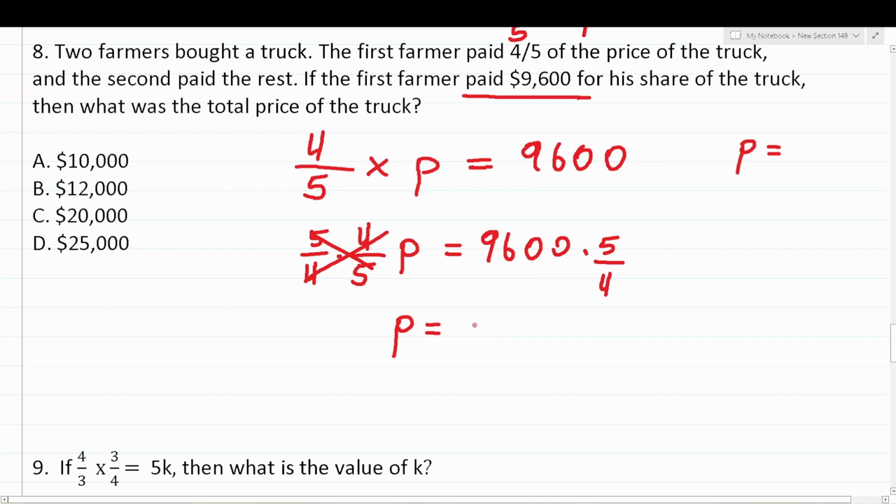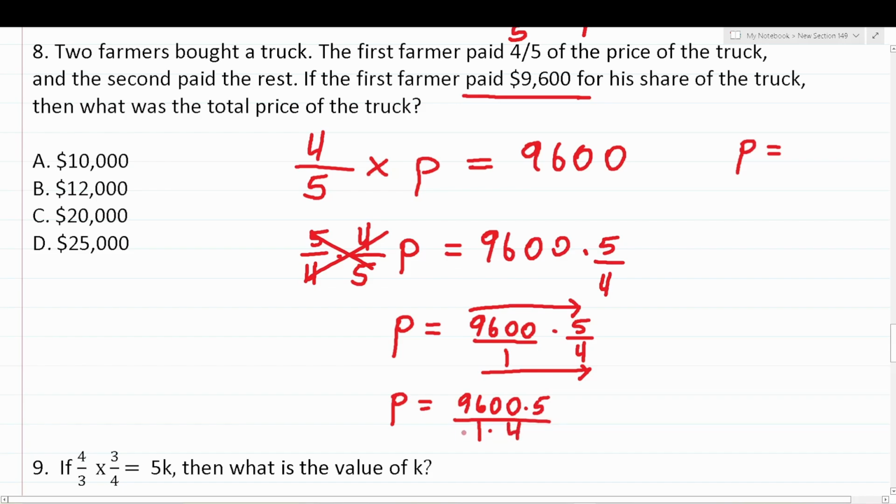And as you can see, we have P equals 9,600 times 5/4. Is there a way we can make this math a little bit easier to do? There is. We can do 9,600 times 5/4. We can express 9,600, a whole number, as a fraction by placing it over 1. And as you know already, to multiply fractions, you just multiply straight across. So this becomes P equals 9,600 times 5 over 1 times 4.